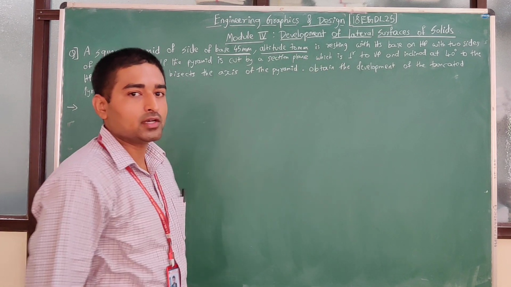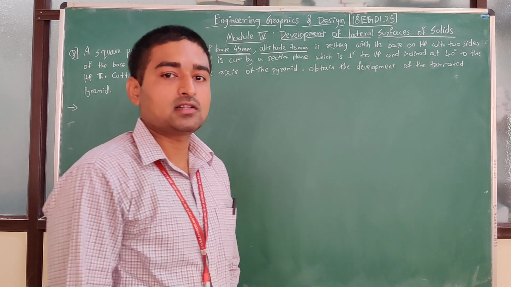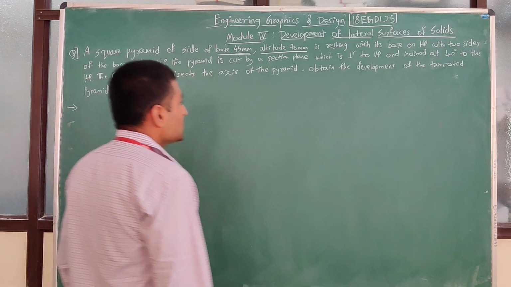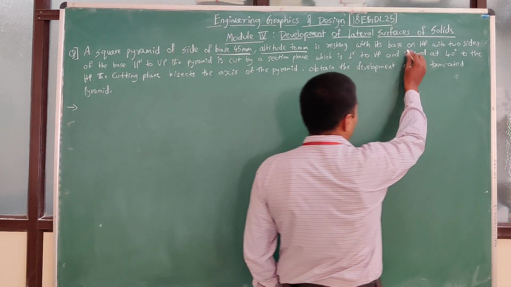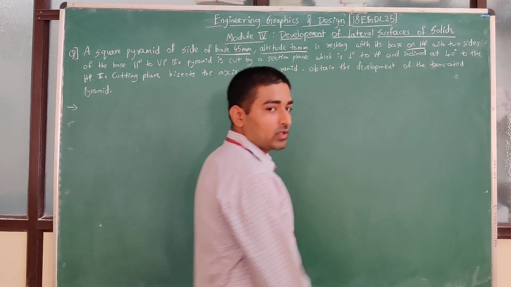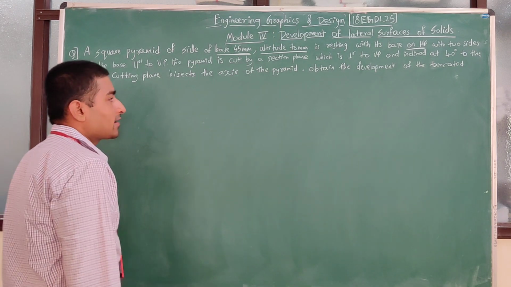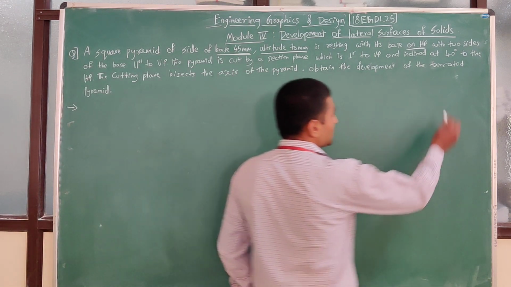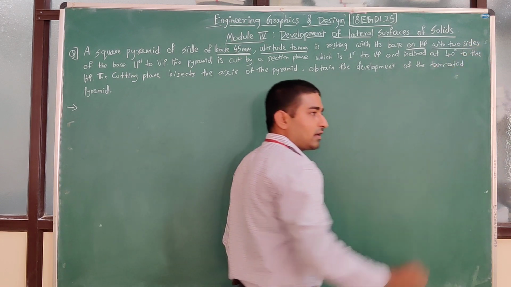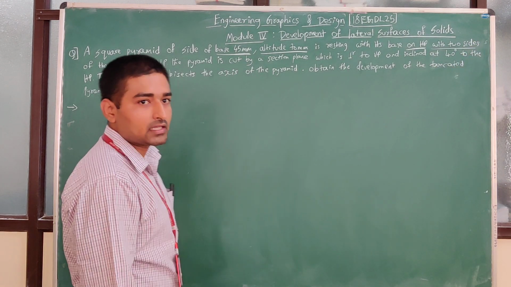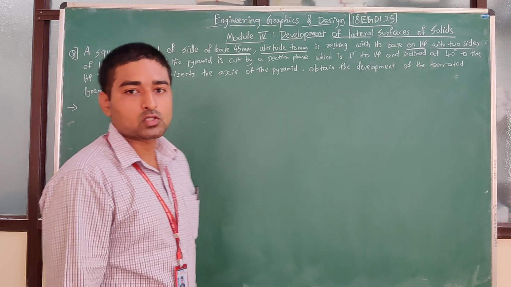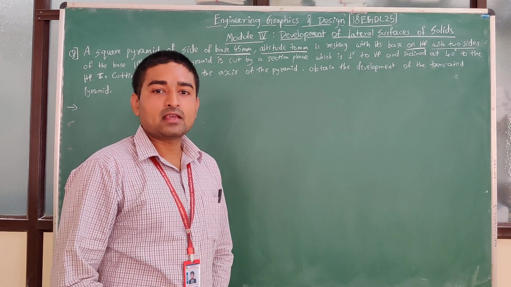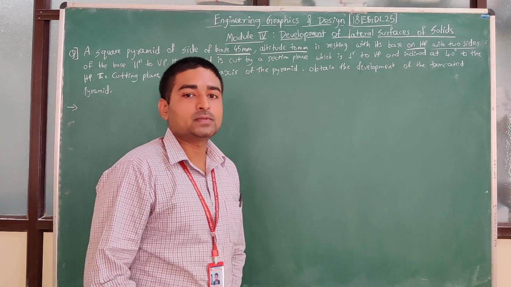So what is the altitude here? Altitude is nothing but the axis length, the axis height, right? It is resting with its base on HP, with two sides of the base parallel to VP. In the previous problem, when I started with the prism problems, there was one option where the square prism makes all the sides at equal inclination with respect to VP.